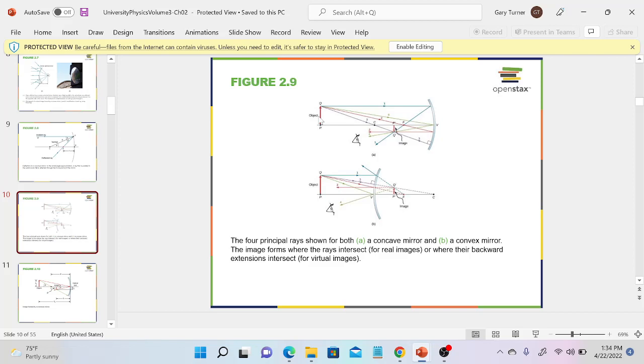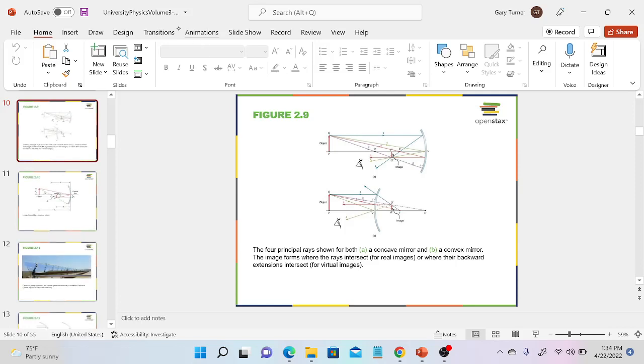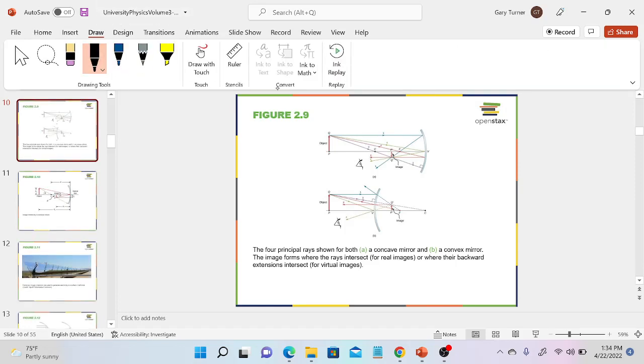A candle is going to give off light in all directions, right? And so some of these rays are going to follow the paths of specific rays that allow us to actually determine where the reflected image is going to be and what its properties are going to be.